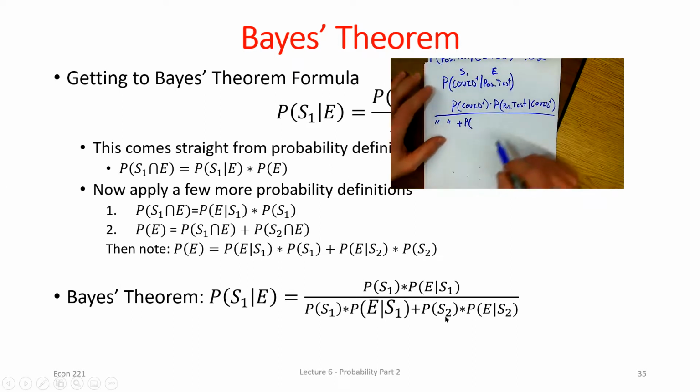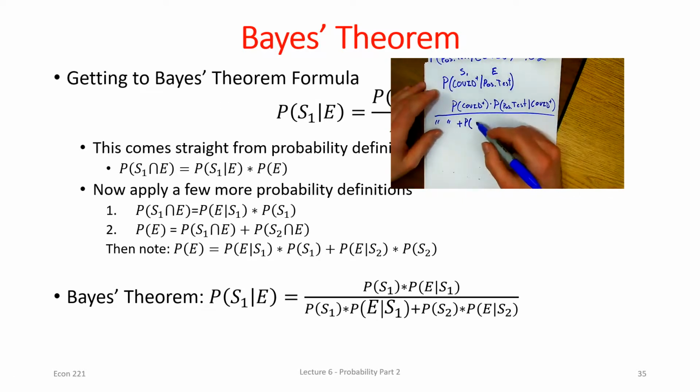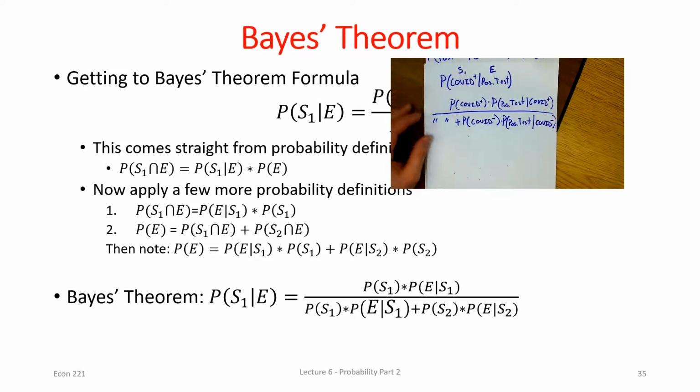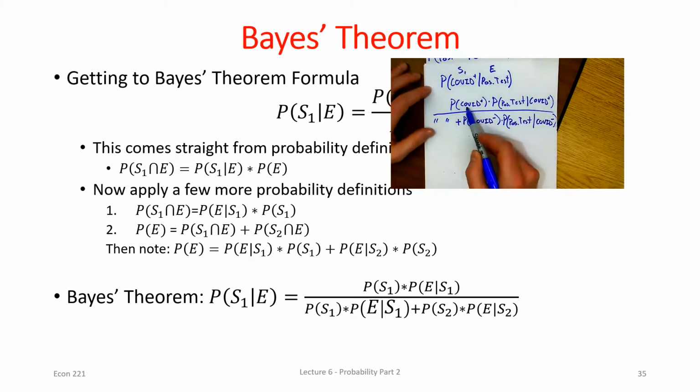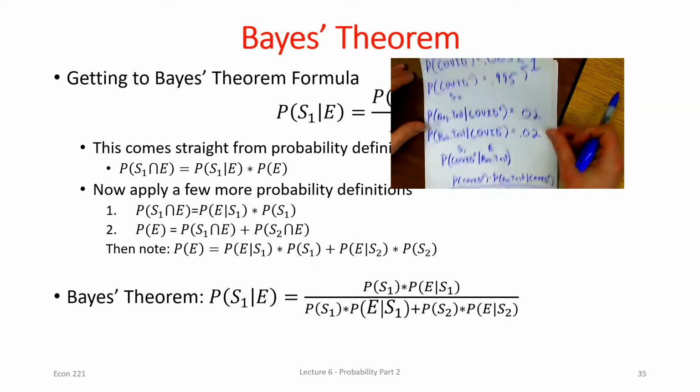So what would S2 be here? If S1 is that they're COVID positive, S2 is that they're COVID negative, times the probability of E, so seeing a positive test result, given S2, or given that they're COVID negative. Right? And now it's just a matter of plugging in my values. What's the probability someone was COVID positive? We go back up here: 0.005.